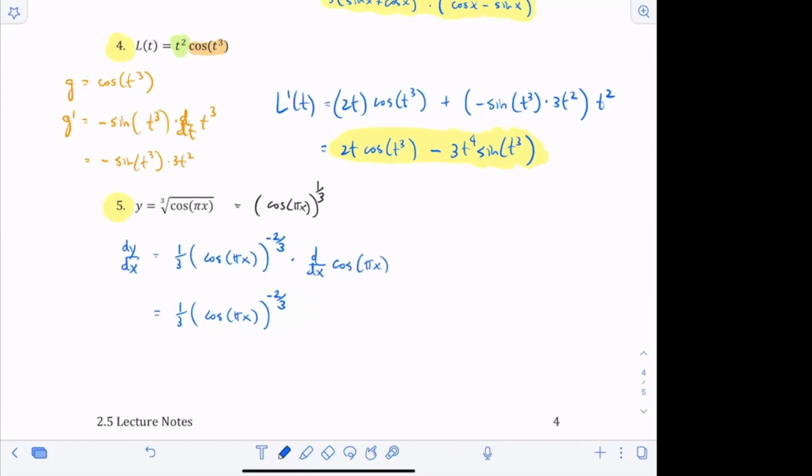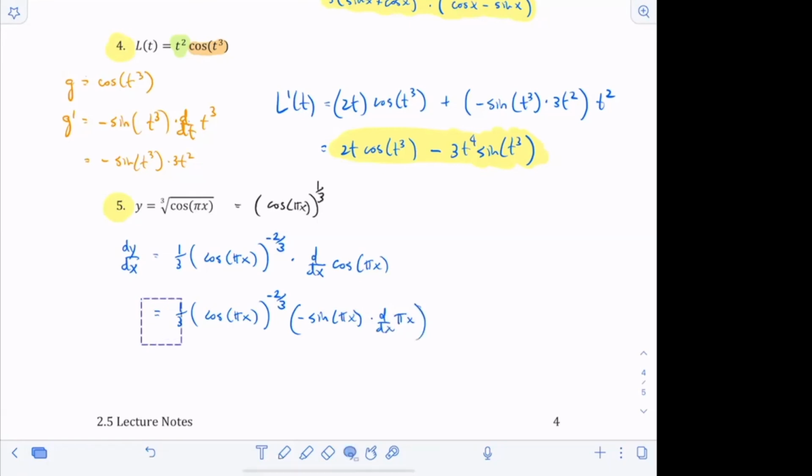We got to multiply by the derivative of the cosine pi x. So when you look at this, you're supposed to realize you need a chain rule for this guy. The derivative of the outside is going to be negative sine. You keep the inside, which is pi x, and you got to multiply by the derivative of pi x. Okay.